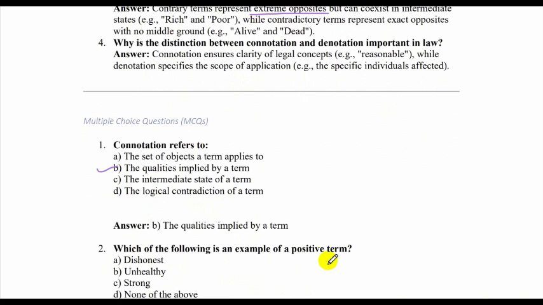Which of the following is an example of a positive term? Positive term would be strong. Unhealthy means absence of healthiness. Dishonest means absence of honesty. So these are negative terms, dishonest and unhealthy, whereas strong is a positive term.